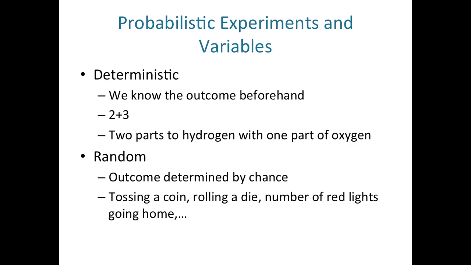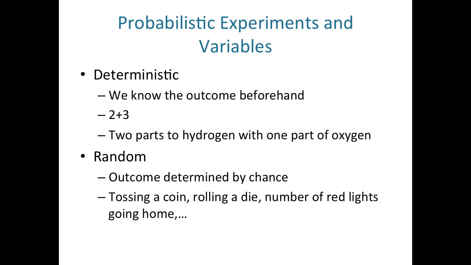When we talk about probabilistic experiments and variables, there are different types of classifications that we'll be looking into. First thing we're going to be looking into is whether the variables that we're talking about are deterministic or random. If we know the outcome before the experiment happens, that's when we can say that the variables are deterministic. So for example, 2 plus 3, we always know that it's going to be 5. And we also know that 2 parts hydrogen and 1 part oxygen makes water, and it's always going to make water. Those are deterministic variables.